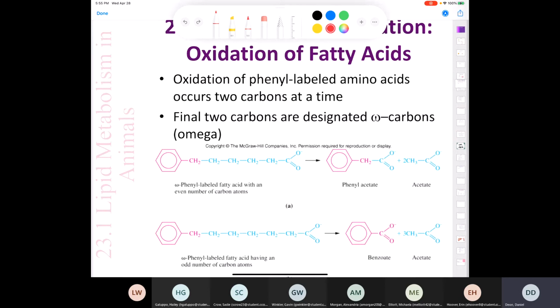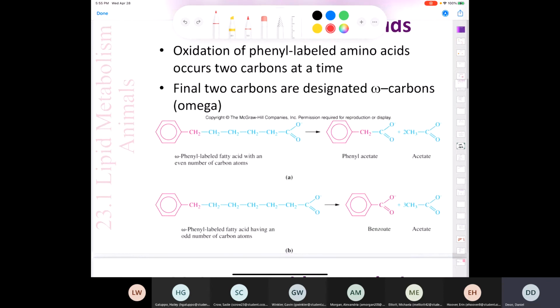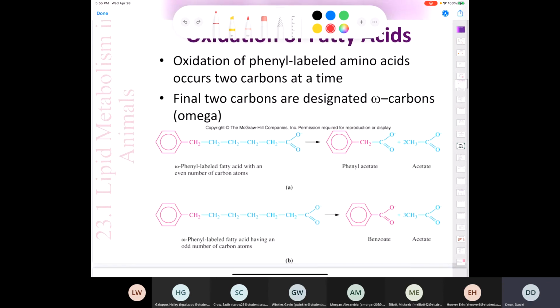He was a German scientist, and he did an experiment where he took what are called omega labeled fatty acids, and then after they were metabolized, he analyzed what was left over. Now, this is really ingenious. Nowadays, we wouldn't do an experiment like this because we have radioactive elements that we can incorporate into molecules that enable us to trace them throughout the human body. But back then, he designed a really ingenious experiment.